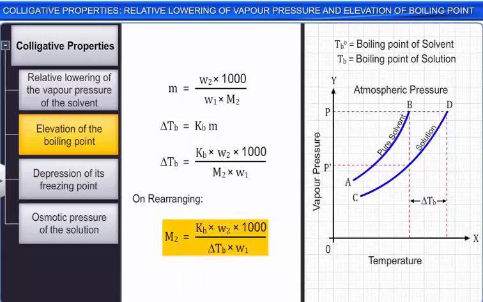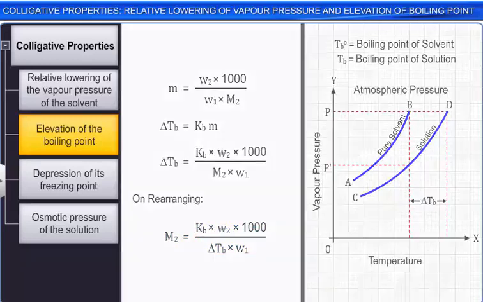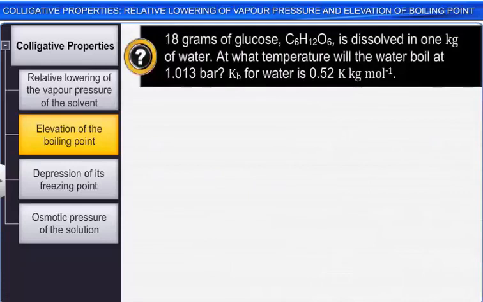Let us now solve a numerical based on elevation of boiling point. 18 grams of glucose, C6H12O6, is dissolved in 1 kg of water. At what temperature will the water boil at 1.013 bar? Kb for water is 0.52 Kelvin kg per mole.